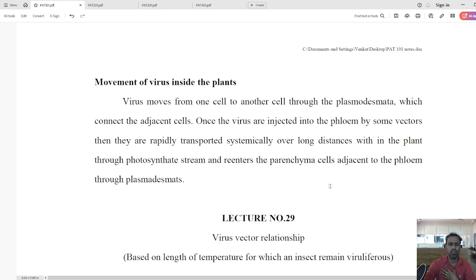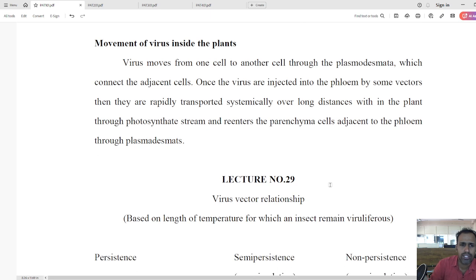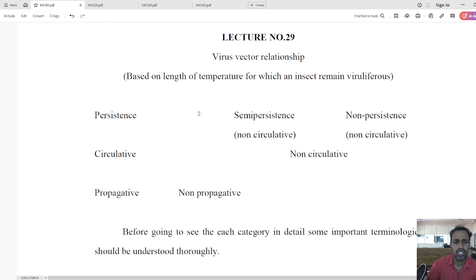Movement of virus inside the plant: it moves from one cell to another cell through plasmodesmata, which connect the cells. They may be carried by insect vectors. This is a major virus-vector relationship: persistent, circulative, propagative and so on.